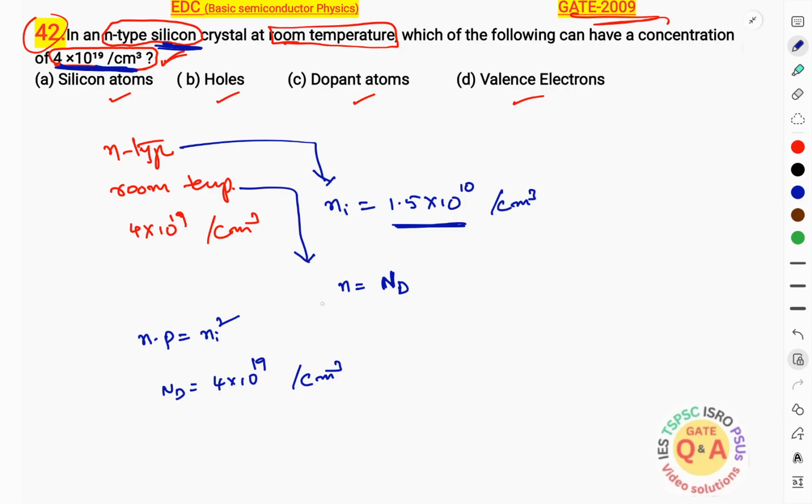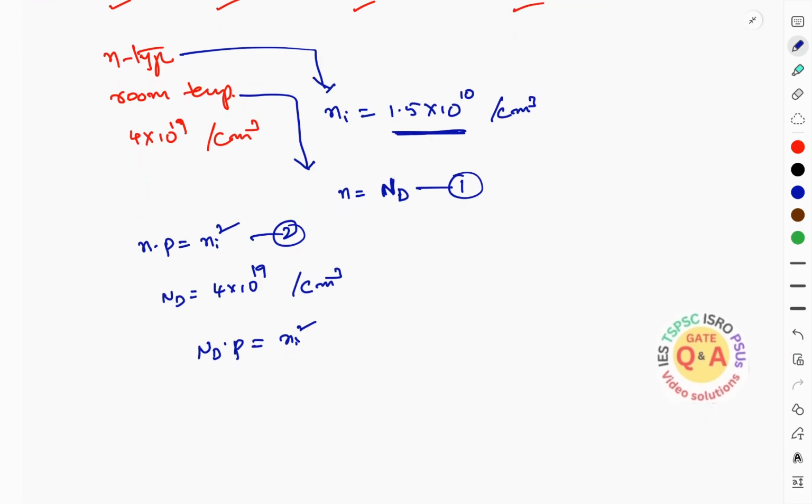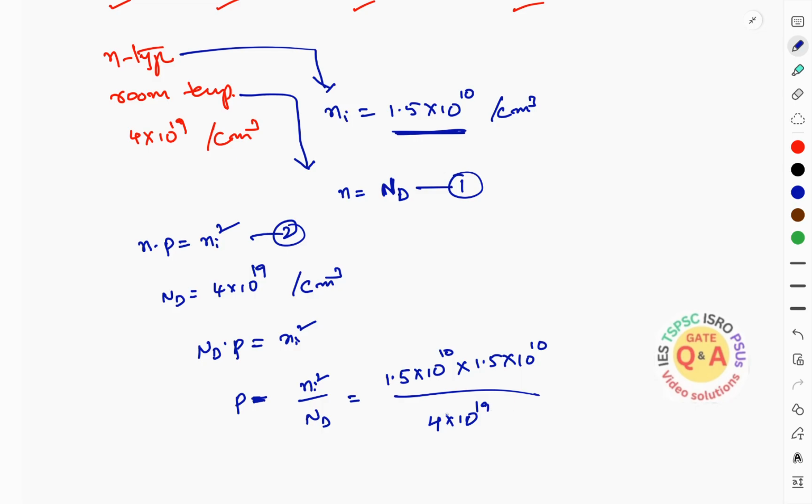From this data, from equations 1 and 2, Nd into p is equal to Ni square. So the number of holes is equal to Ni square by Nd. We know the Ni value is 1.5 into 10 power 10, so 1.5 into 10 power 10 whole square by the Nd value, 4 into 10 power 19. By doing the calculations, we will get the answer as 5.625 per centimeter cube.